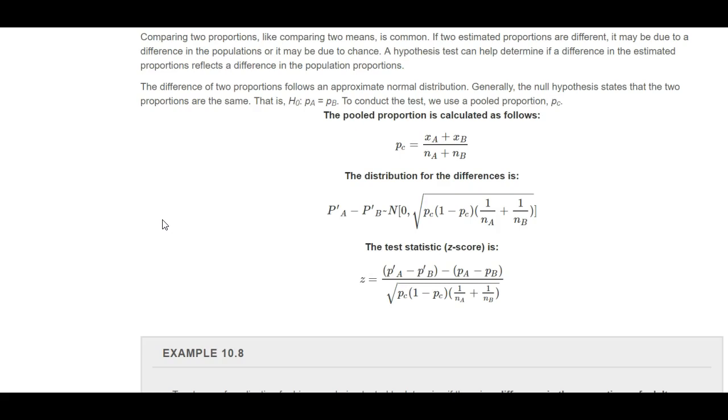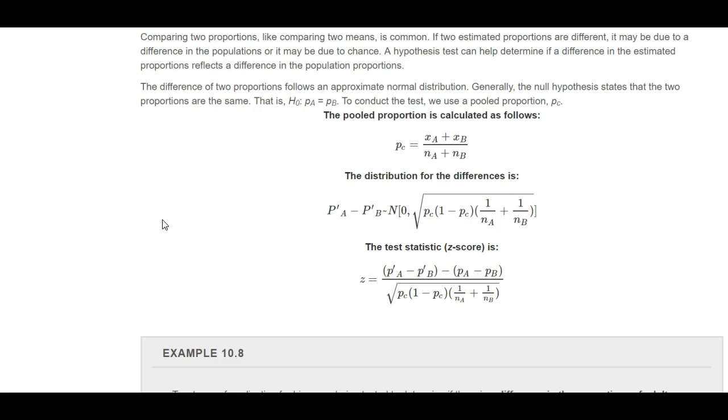So P of C times 1 minus P of C, in other words, Q of C, times 1 over N of A plus 1 over N of B. That's going to be like our standard deviation of our differences.